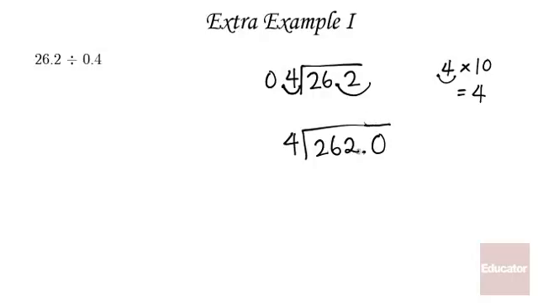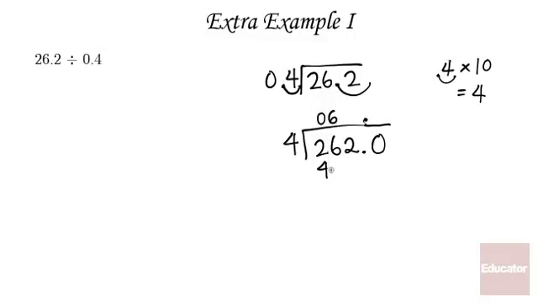And then the next thing I do is to make sure I bring up the decimal point. Okay, so it's lined up. And then I can just divide it the same way. So I know that 4 does not go into 2, so I can put a 0 there, or you don't have to. 4 goes into 26. 26 divided by 4. How many times does 4 go into 26? Well, 4 times 6 is 24.